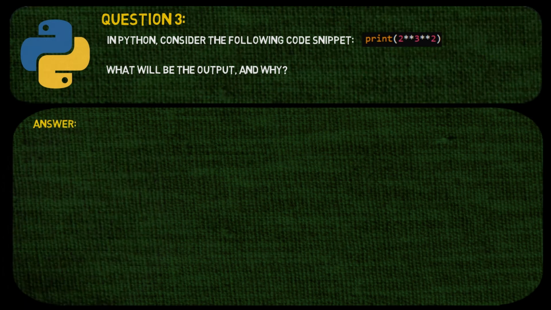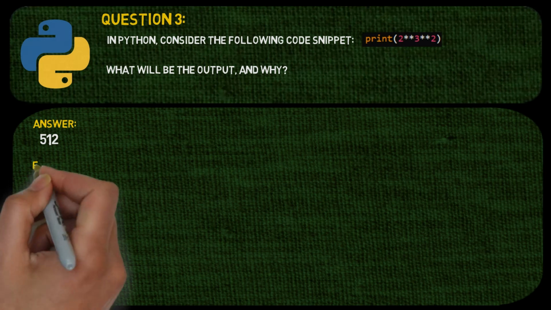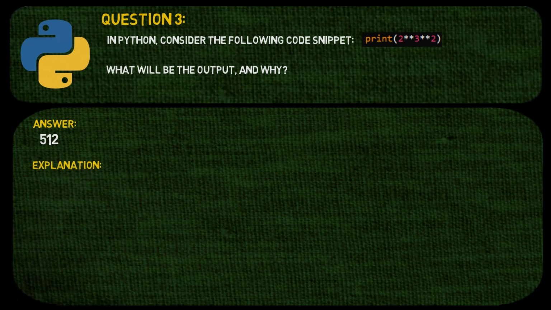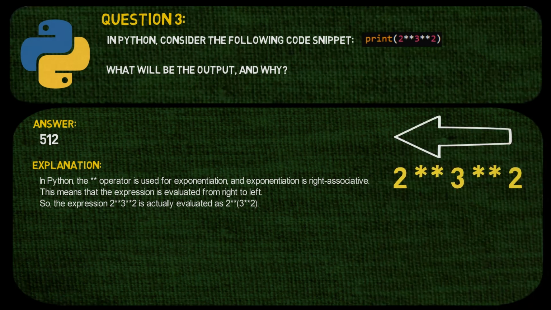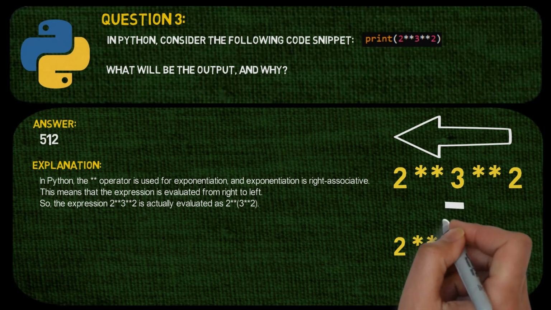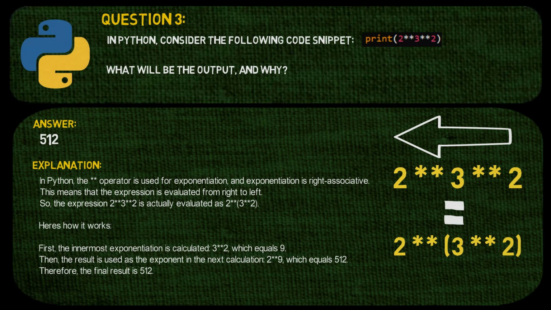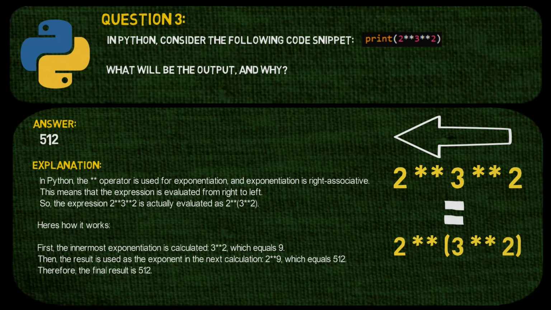Answer. The answer is 512. How did we get there? Well, exponentiation in Python is right associative. This means that 3 ** 2 is calculated first, giving us 9. Then we raise 2 to the power of 9, resulting in 512. So always remember, when dealing with multiple exponents, Python works from right to left.